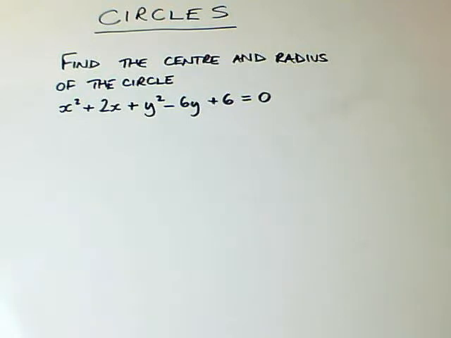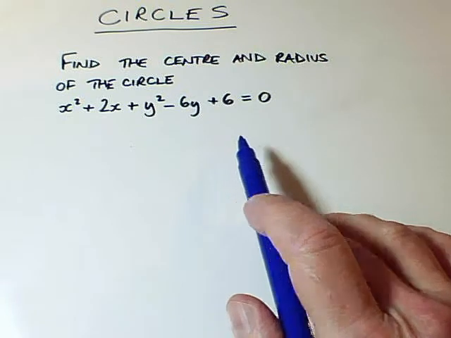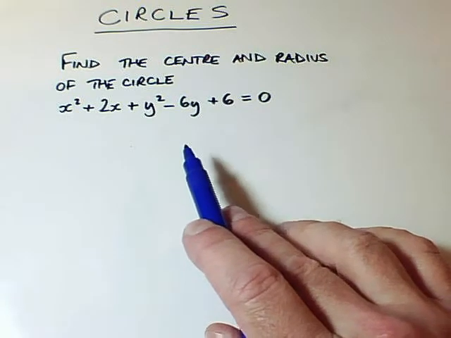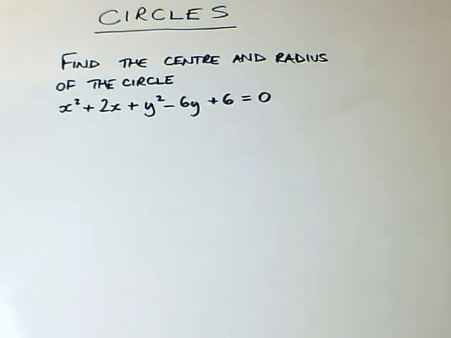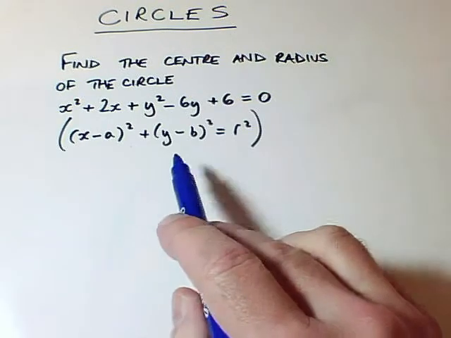Okay, now I know about the equation of a circle, I can do it backwards. I can work backwards from the equation to the centre and radius. But I need the equation of the circle to be in the standard form. Okay, this is what I'm aiming for.